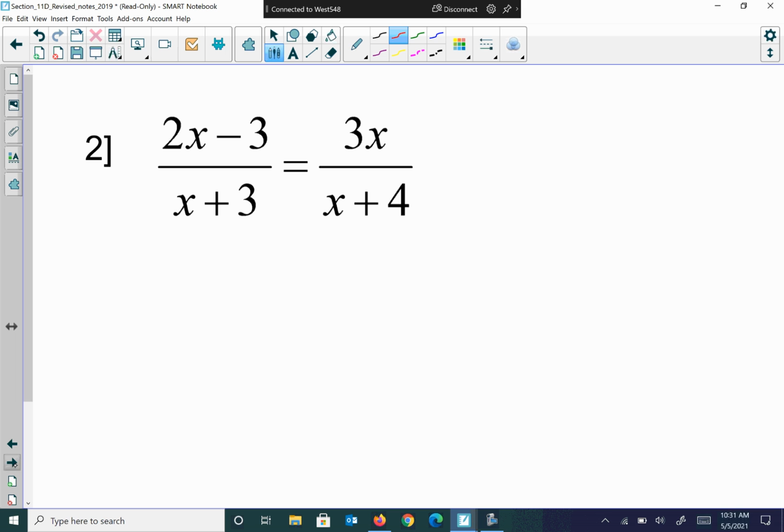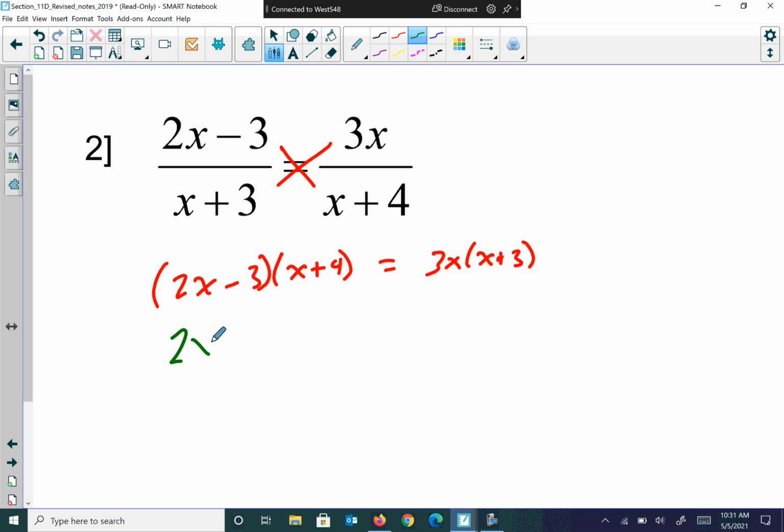Two fractions equal to each other, cross multiply. So we're going to do the F word in math. Yep, the 4-letter F word, FOIL. Sorry about that. So I get that. FOIL the first, so that's going to give me 2x to the second power. 8x minus 3x is plus 5x minus 12 equals, distribute here, 3x squared plus 9x.